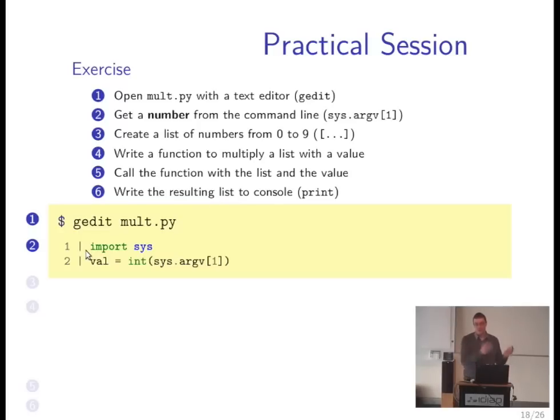As always, when you write a Python script, the first thing you do is import the modules that you need. So the first line should be import sys. And then you want to have sys.argv of 1. But since by default all parameters given to a program are strings, you have to coerce them into an integer or a float by using the int or the float function.